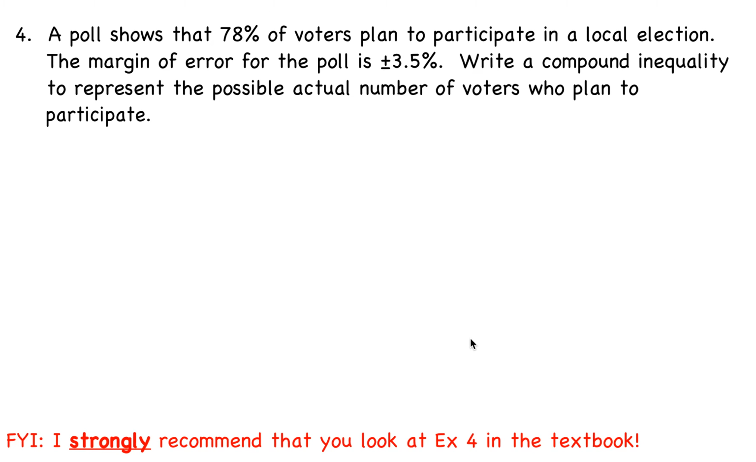So here's our last slide. It says a poll shows that 78% of voters plan to participate in a local election. This is a timely video for us this year. The margin of error for the poll is 3.5%, plus and minus 3.5. So it could be 3.5% above that or 3.5% below that. The problem says to write a compound inequality to represent the possible actual number of voters who plan to participate.